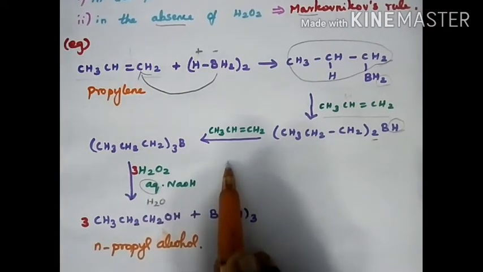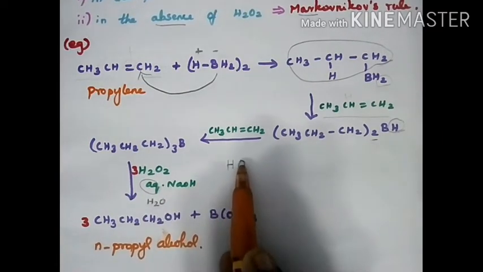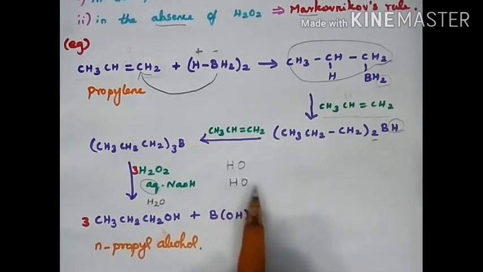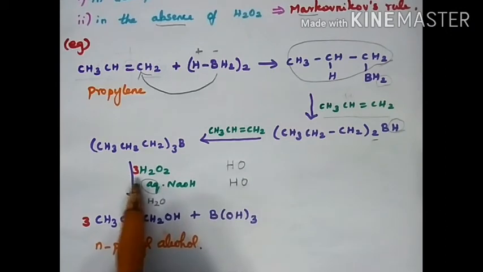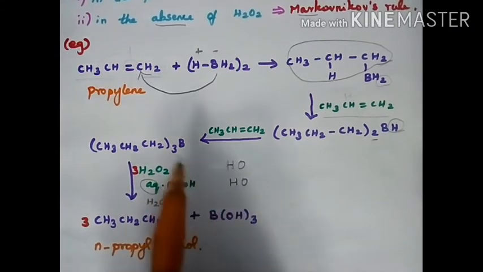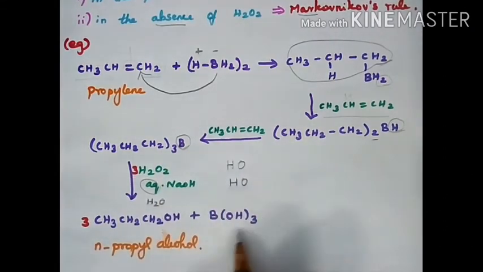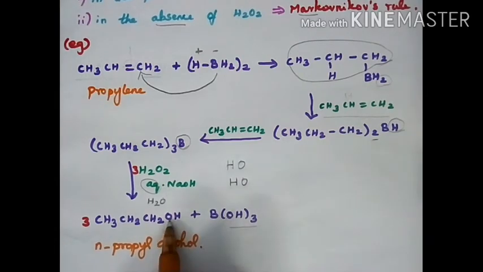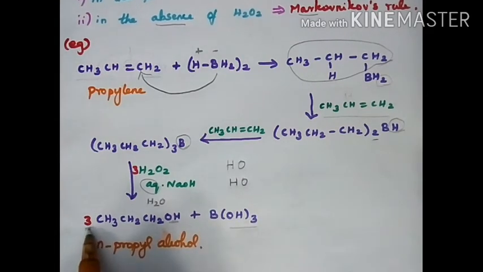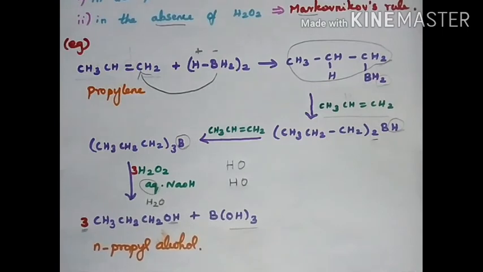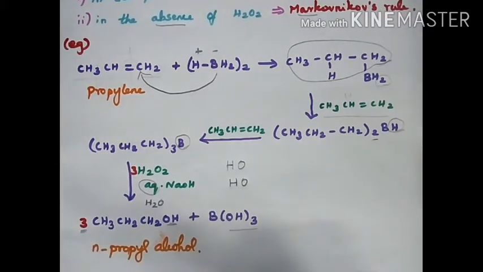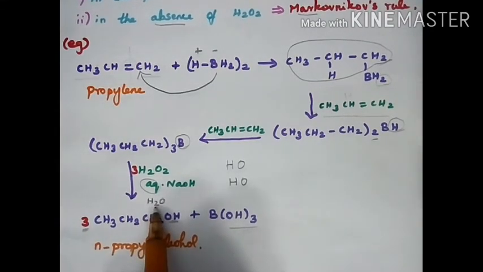H2O2 is nothing but HO-OH. In one H2O2, we have 2 OH groups. Here we take 3, no? So 6 OH groups. Boron goes with 3 OH groups and 3 OH groups are added here. In base medium, the reaction takes place. What is aqueous? In the presence of water.